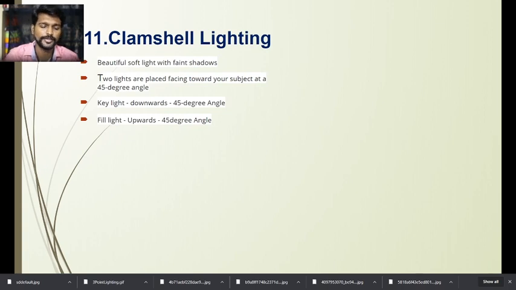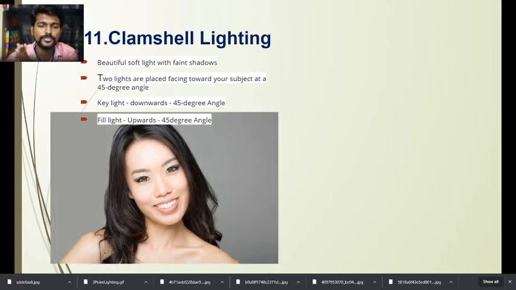Next, clamshell lighting. Clamshell lighting is similar to flat light, where, as we saw, the same range of light is kept on the left and right. I'll show you one more example image. But there is a small difference between clamshell lighting and flat lighting. For flat lighting, the lights are on the left and right. In clamshell lighting, the lights are above and below the eye level.